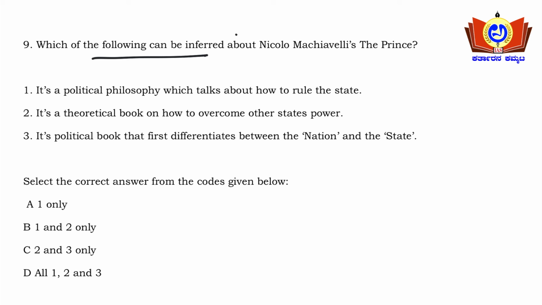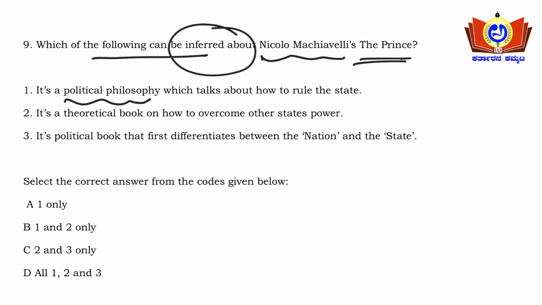Which of the following can be inferred about Niccolo Machiavelli's The Prince? He has written the book The Prince, so what can be inferred about this book? It's a political philosophy which talks about how to rule the state. When you see the passage, the book The Prince is actually advice to the Italian rulers on how to establish and maintain the states. How to rule the state means how to establish and maintain a state. So the first option holds good.